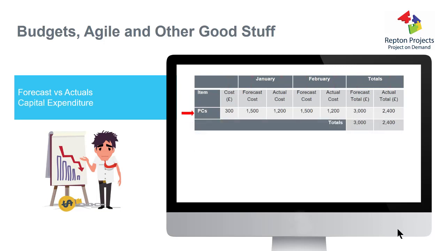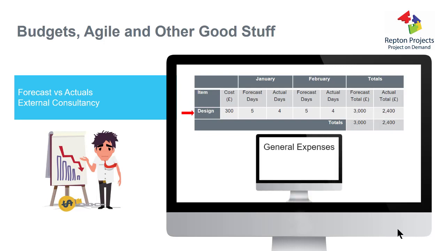Here's a similar example for our capital expenditure again. So this is our cost plan of forecast versus actuals. We're going to buy some PCs for our website. Similarly, for external consultancy, we need some design from our designer, and we're forecasting 5 days in January, actually spent 4 days. Similarly in February, so we're going to come in under budget for the design.